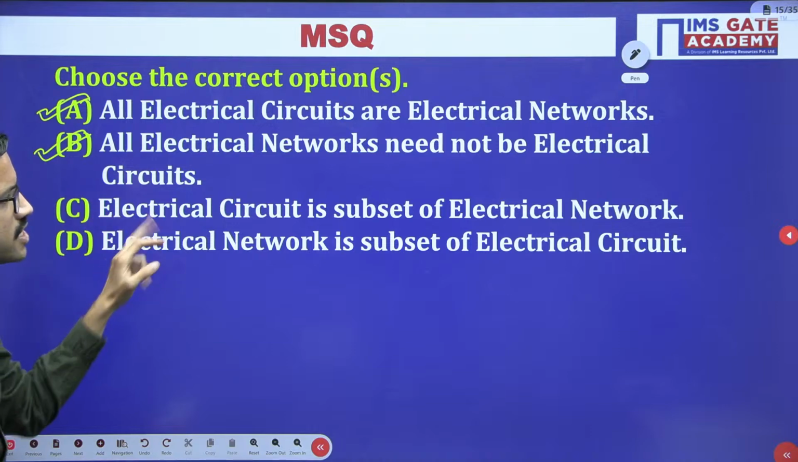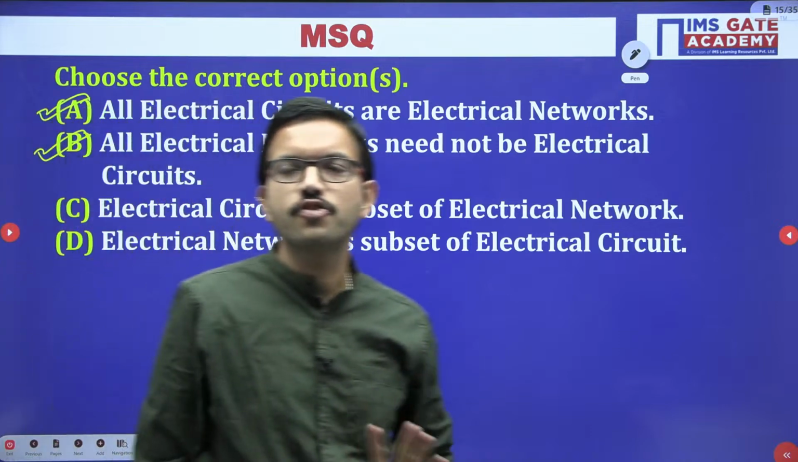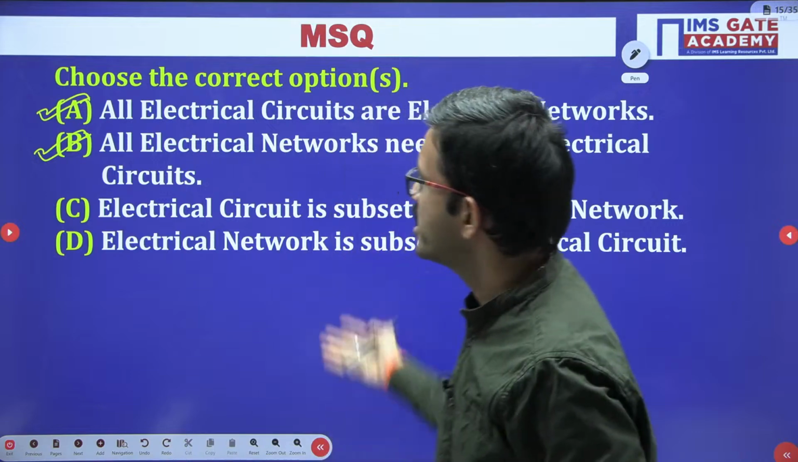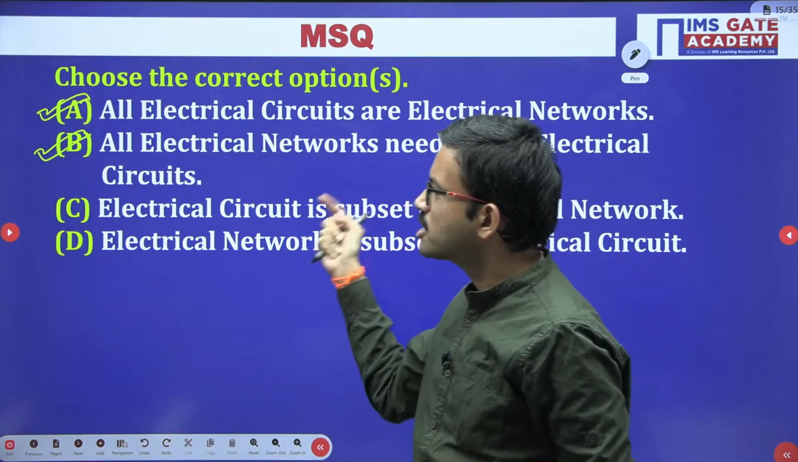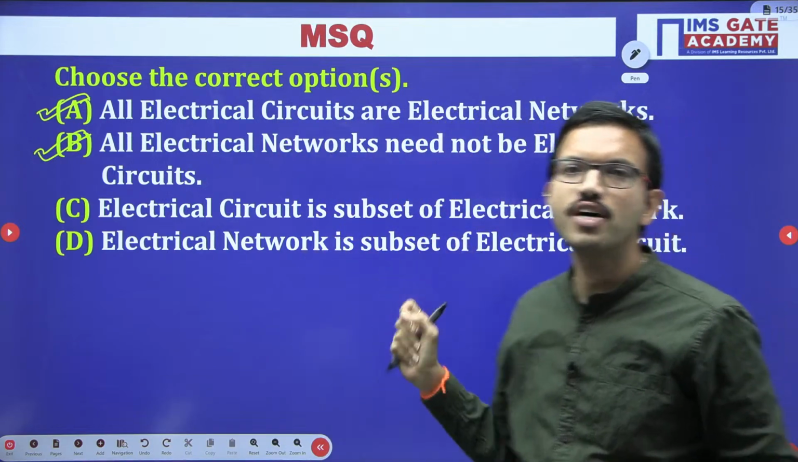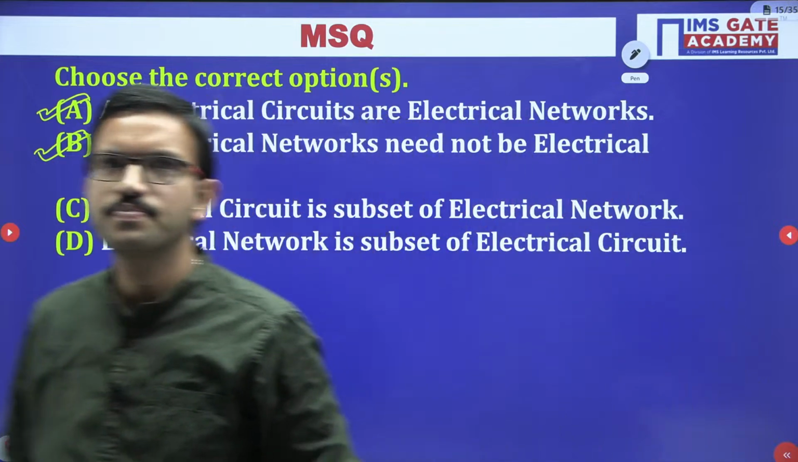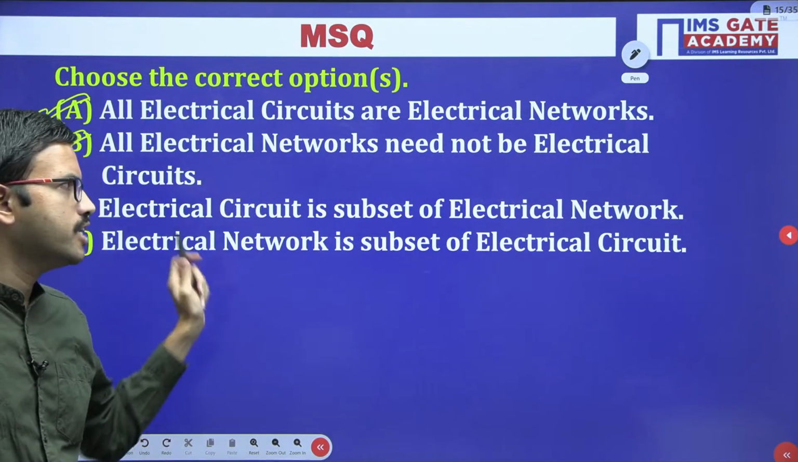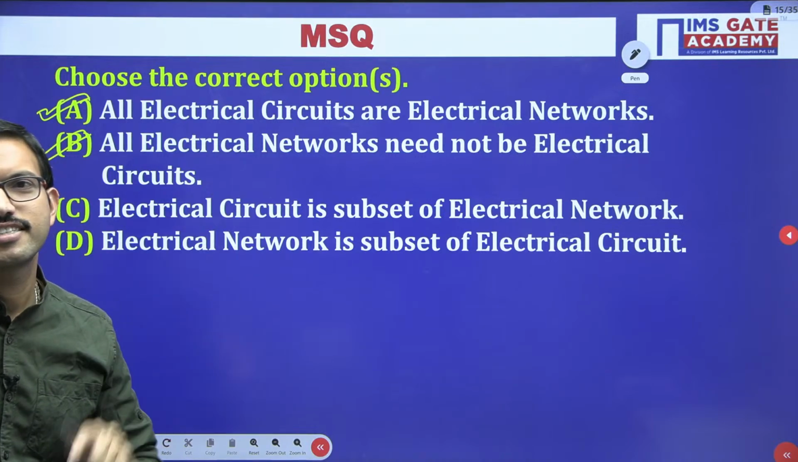Now all of you just give a try, because out of four choices, as of now we are able to identify A and B as correct. So just by observing C and D, which option do you want to eliminate? All of you give a try. One option you can eliminate. I have given the hint.